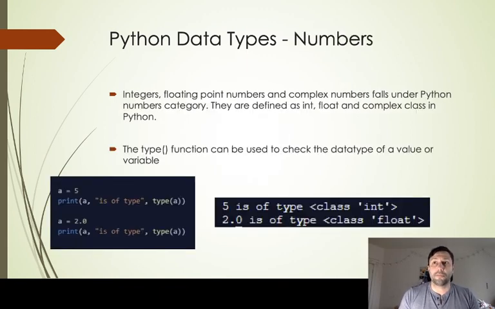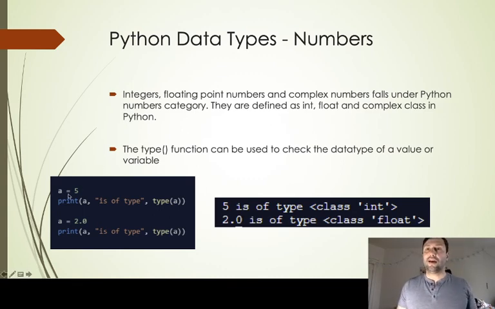So the first one is called a number. Integers and floating point numbers and complex numbers, which you can use as well, fall under the Python number data type. And they're defined by the int, float, and complex classes in Python. Essentially, integer, floating point, and complex are what are called subclasses of the numbers class. Don't worry about what that means yet, though. And you can use the type function to check the data type of a value or variable, which is pretty useful from time to time.